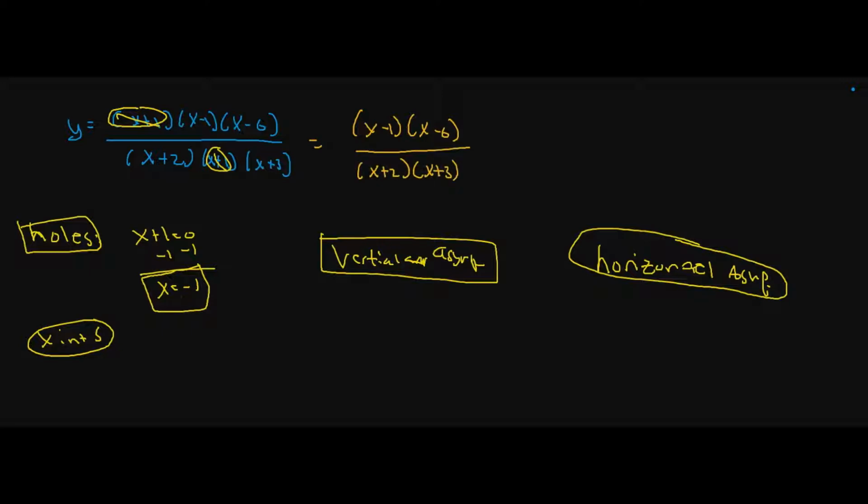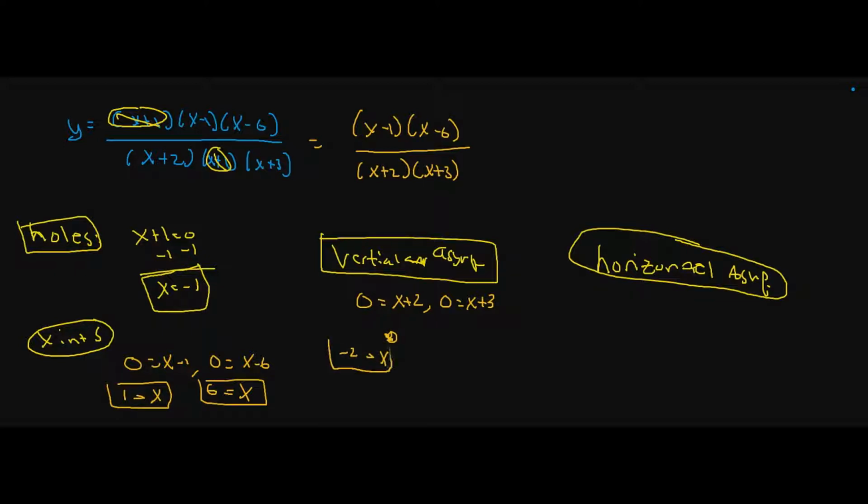Okay, so to find my x-intercepts, I set the numerator equal to 0, and I'll set those individually. We're going to get x is equal to 1, because we add 1 to both sides, and x is equal to 6, because we add 6 to both sides. For vertical asymptotes, set the bottom equal to 0. Again, do the same thing. Subtract 2 from both sides, and we get x equals negative 2. And over here, we get x is equal to negative 3.